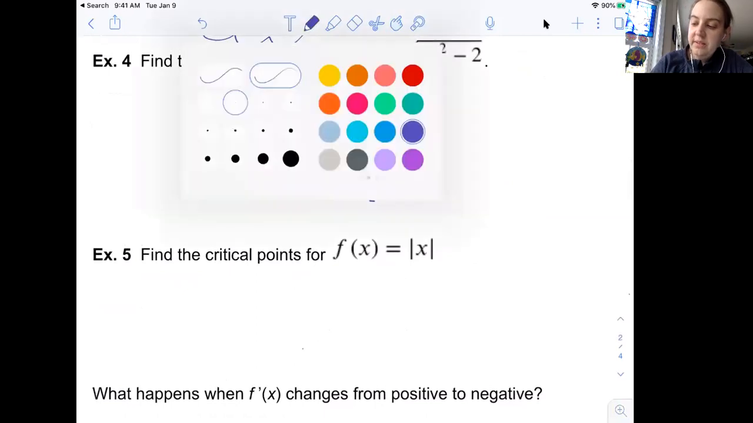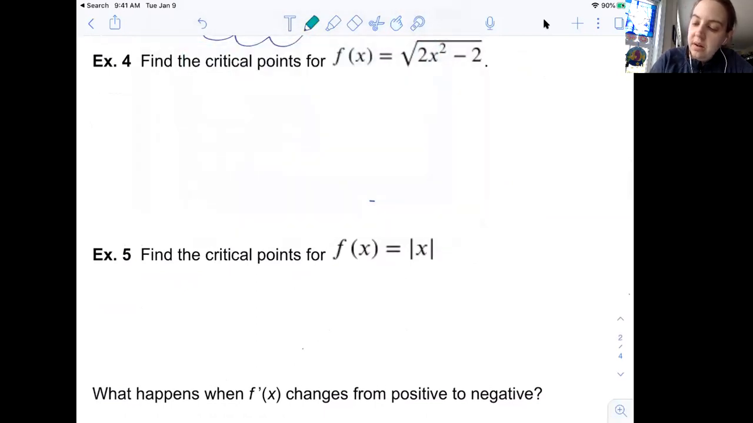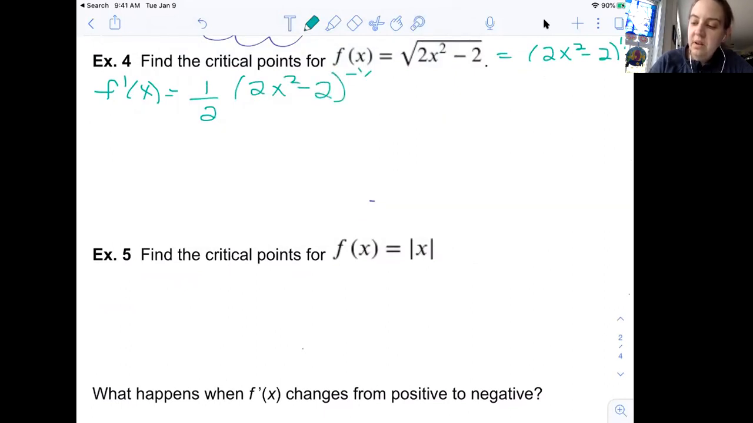Now this one's a little bit different, it has that square root in there. Now, in order to find the derivative of that square root, that's a chain rule, if you remember. So this is 2x squared minus 2 to the 1/2. So with your chain rule, you bring 1/2 to the front, 2x squared minus 2. My new exponent is negative 1/2. This is the shortcut chain rule, by the way. Multiply by the derivative of the inside, which is 4x.